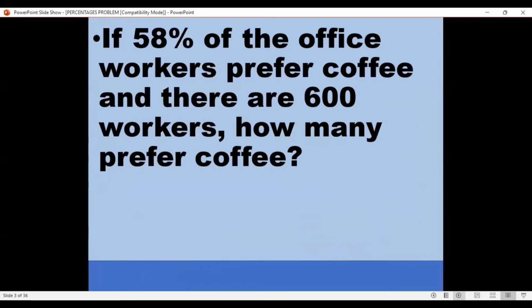So let's take a look at this first example. If 58% of the office workers prefer coffee and there are 600 workers, how many prefer coffee? So this is an example of a problem wherein we are actually looking for the 58% of the total number of workers. As you notice, there is 600 here, which is the number of workers, and it is actually the base. So how are we going to answer this?